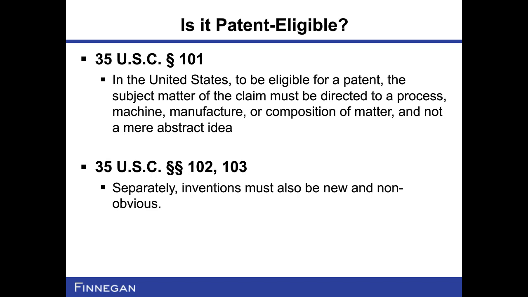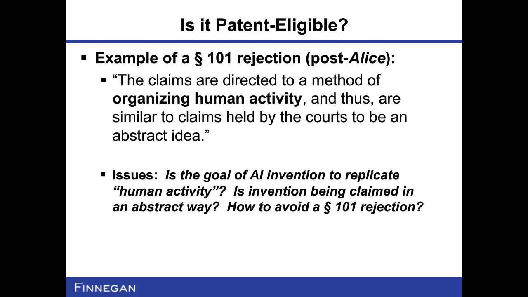So with respect to patent eligibility, we've seen the PTO reject claims on the basis that they are directed to a method of organizing human activity and are abstract ideas. Now, if the goal of AI is to replicate human activity, then can it be claimed in a manner that avoids or can overcome a 101 rejection? And the answer is yes.